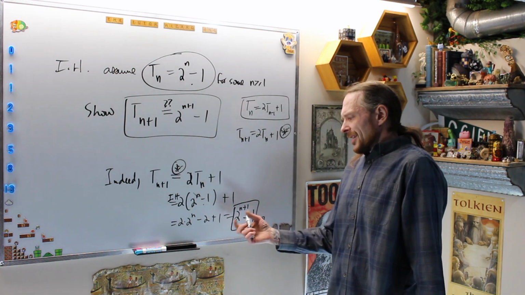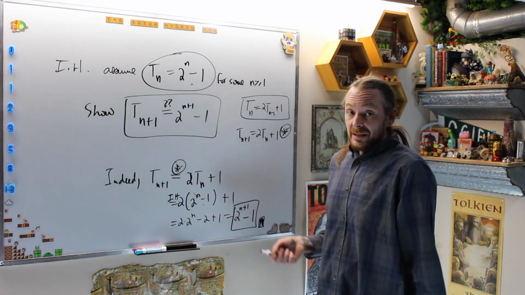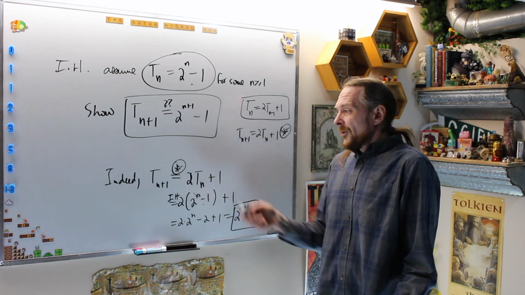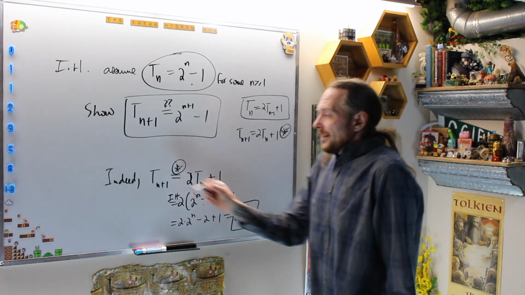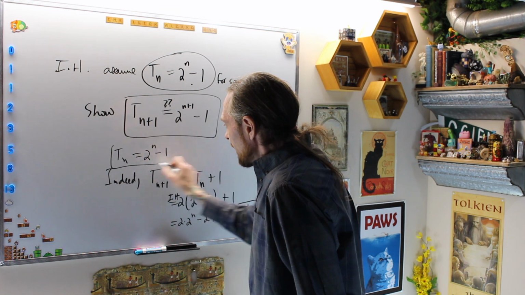In a lot of cases, in induction, you have to use a clever trick and some algebra all along the way. But that's the general idea, especially for recurrence relations. Therefore, by mathematical induction, Tn is equal to 2 to the n minus 1 for every n.